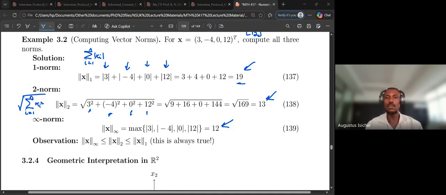Now, what do we observe? We observe that the infinity norm is less than or equal to L2, that is the Euclidean norm, and the Euclidean norm is less than or equal to L1, which is the one norm. And this is always true. It is always true in any instance, any example. So I hope with this explanation of mine, you can now calculate the norm of any given vector in a vector space. True or false?